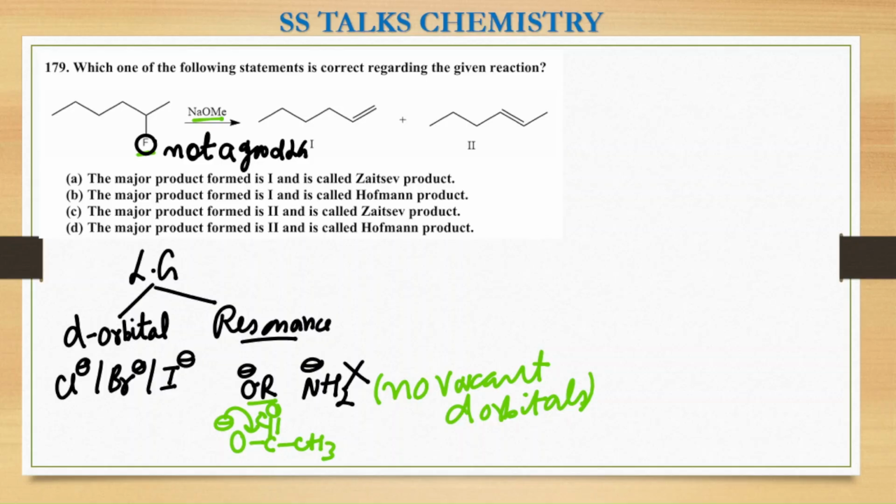The other condition is that for a leaving group to be a good one, it should have the presence of vacant d orbitals in it. So fluorine, both of these conditions are not being satisfied. So this is not your good leaving group.